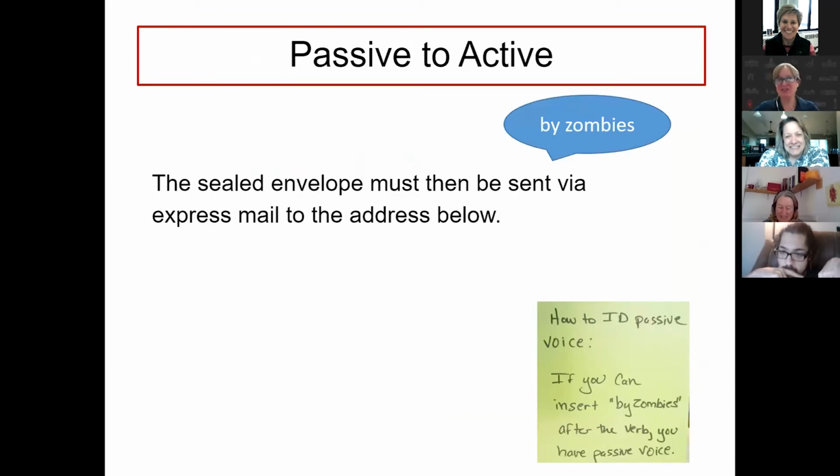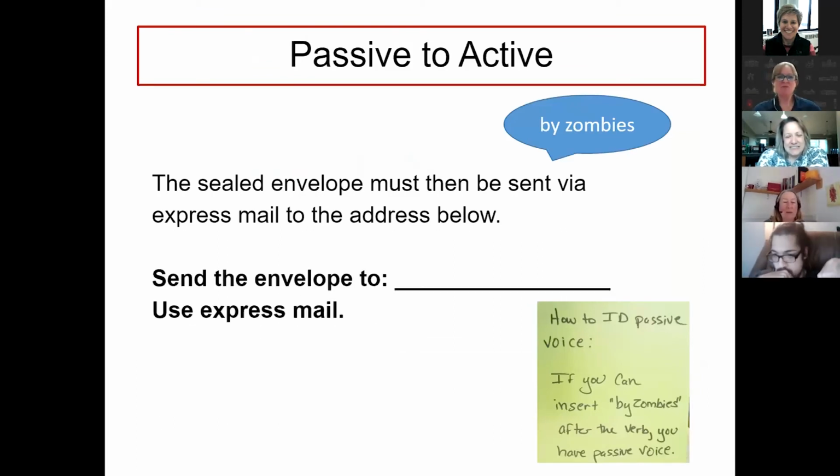The sealed envelope must then be sent via express mail to the address below. We could change it to look something like this. Send the envelope to, and then thinking from the perspective of our audience, it might be helpful to have the mailing address right there, so that I don't have to hunt for it later in the document. Then use express mail could be a separate sentence.